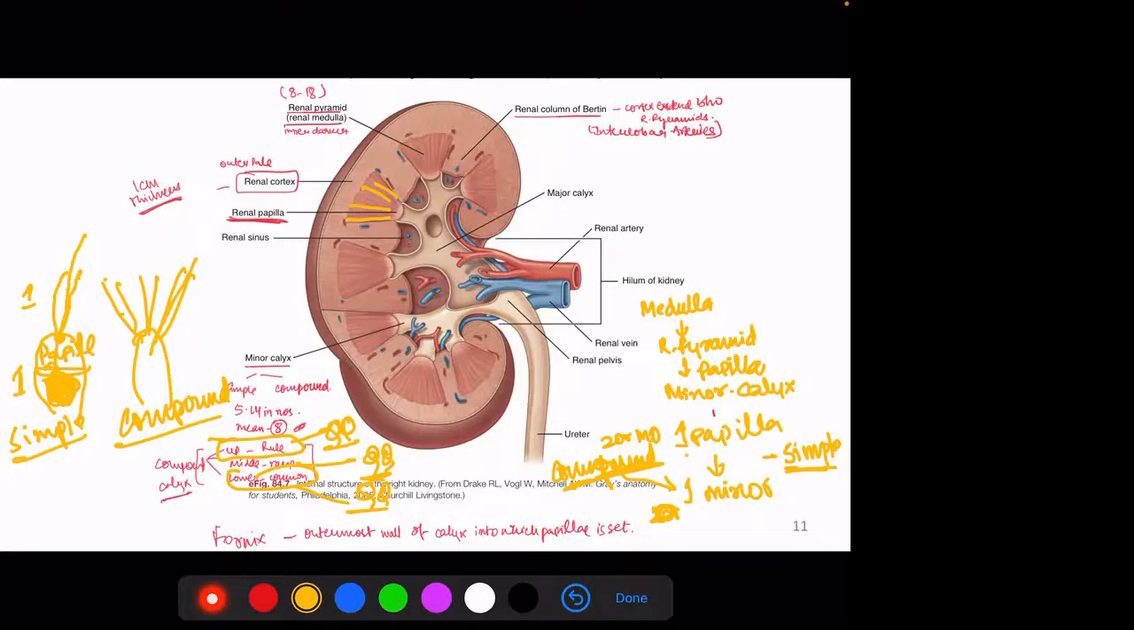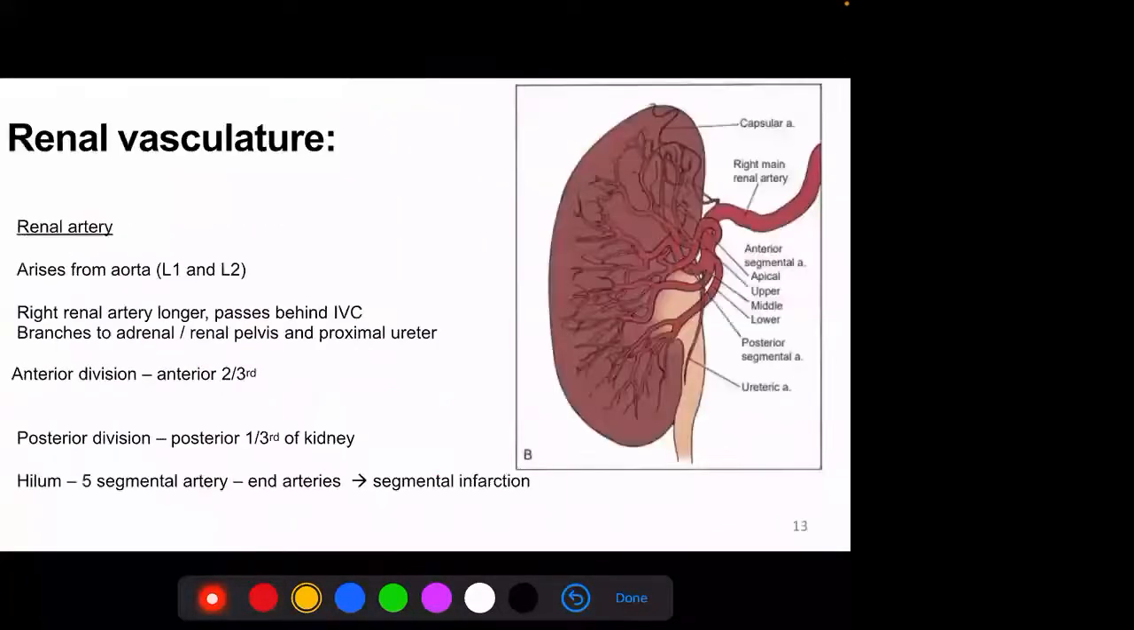The compound calyx is more commonly present in the upper pole, sir. It is the rule; it is always present in the upper pole. In all upper pole calyces, it is always a compound calyx. It is rare in the middle pole, and it is not the rule in the lower pole, but it is common in the lower pole. Are you getting my point? Yes, sir. Okay, so the renal vasculature.